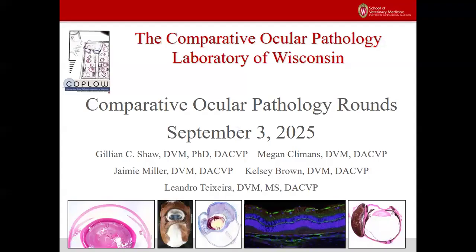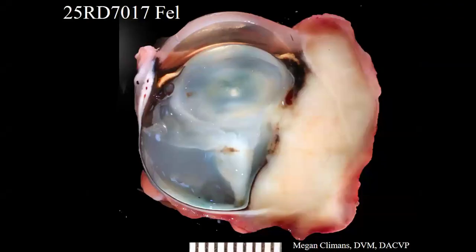Okay, briefly. Ocular pathology rounds. My name is Megan. Let's get into the first case. Here is our cat globe. This patient is an 8-year-old spayed female domestic short-hair cat.